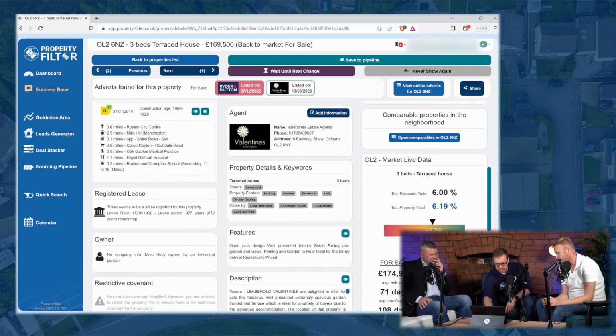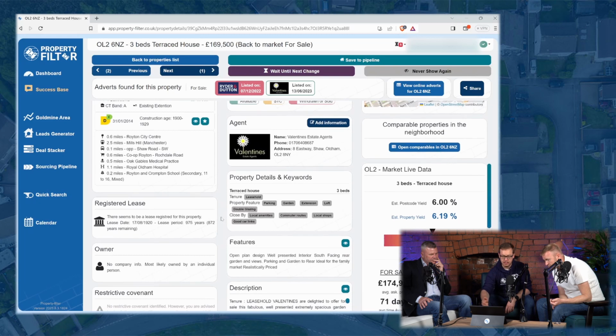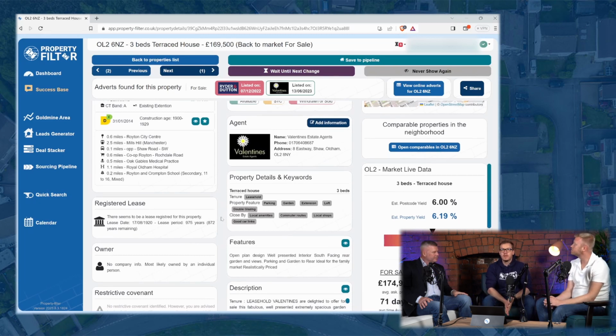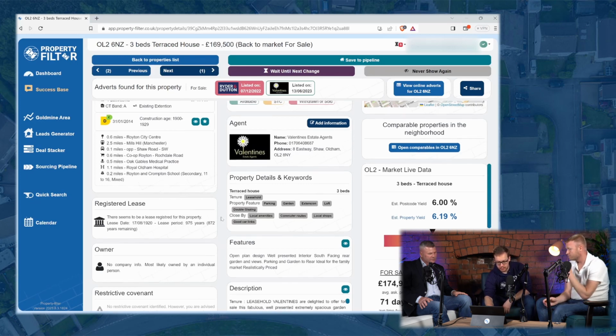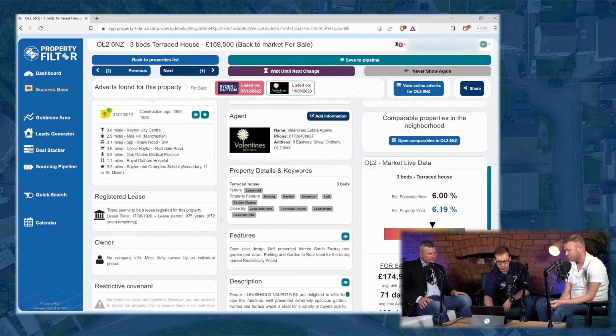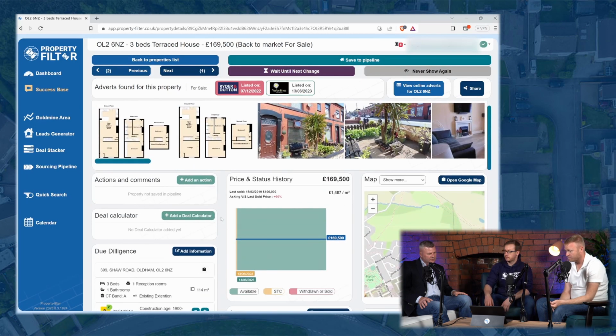So this is a leasehold property, and you can see here how many years are left on the lease. We've built our own proprietary database for lease lengths, so this is not what the agent says; it's what the database says. Sometimes the agents don't know that a house is leasehold; they assume because it's a house, it's not, and you can pick it up like this.